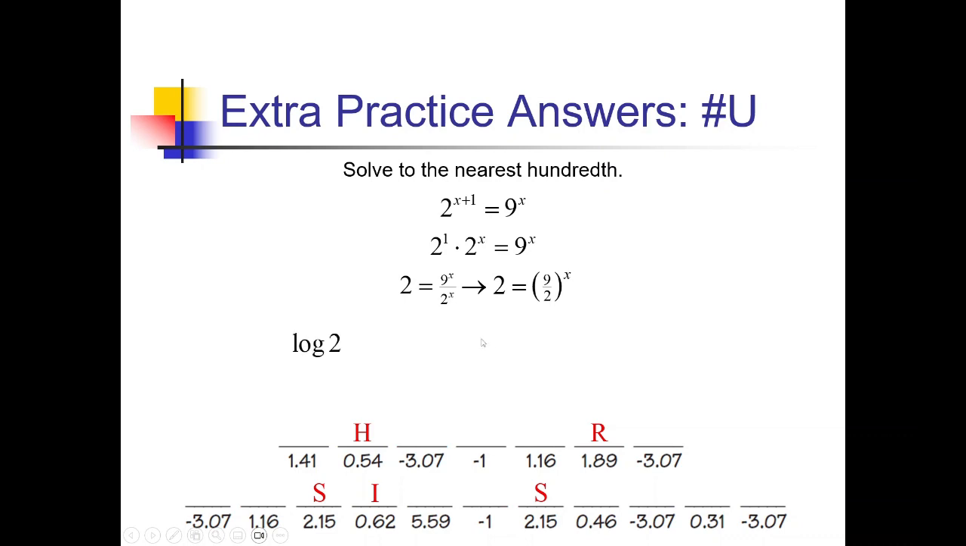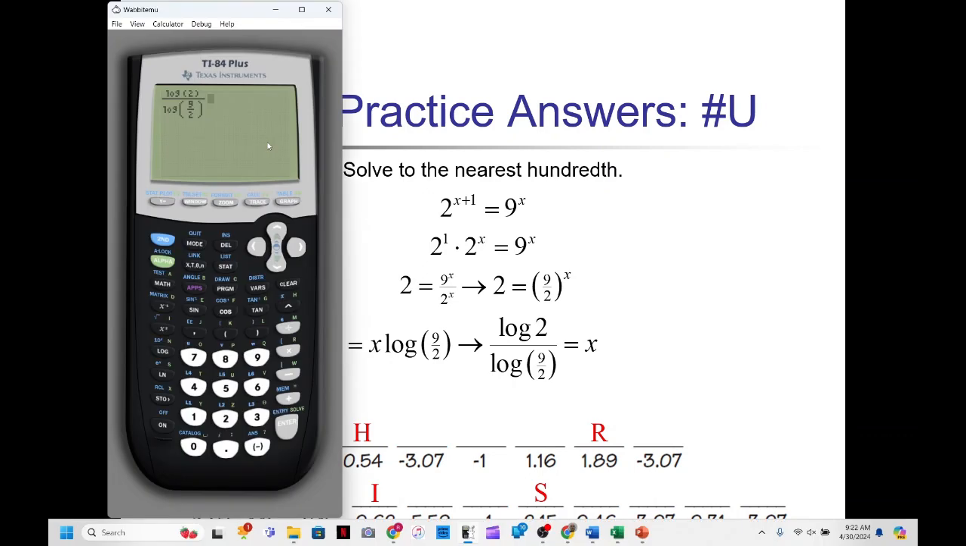So we have log of 2 and x log of 9/2. And to get x, we just divide both sides by the log of 9 over 2 and plug it all in the calculator. So I just entered it off camera. Here is all of that in the calculator. Press enter, we get about 0.46.